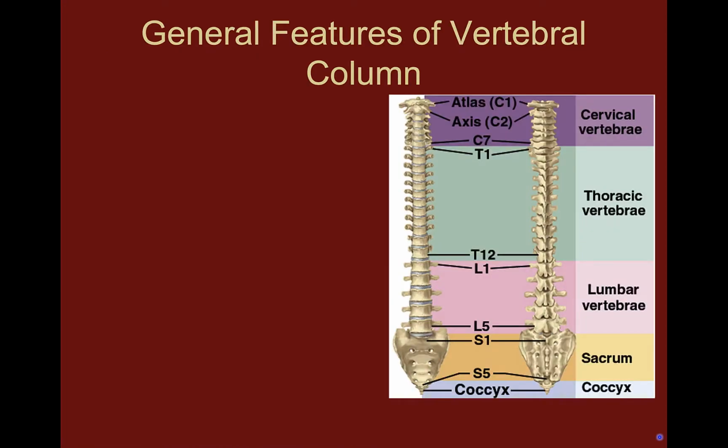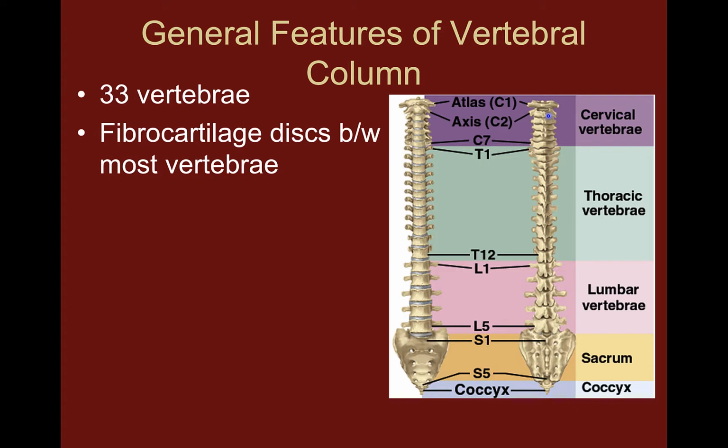Now, first to talk about some general features of our vertebral column. So we're going to be looking at this entire thing here and identifying some features. There are 33 vertebrae in total, and in between most of those vertebrae are intervertebral discs, which you can see really good view from an anterior perspective, which are going to offer cushioning and some movement in there. This is fibrocartilage. You'll learn about this in your articulations lab.